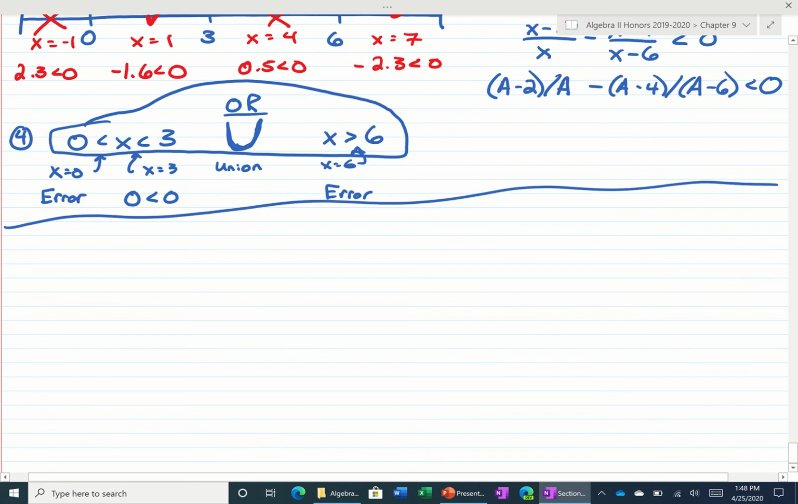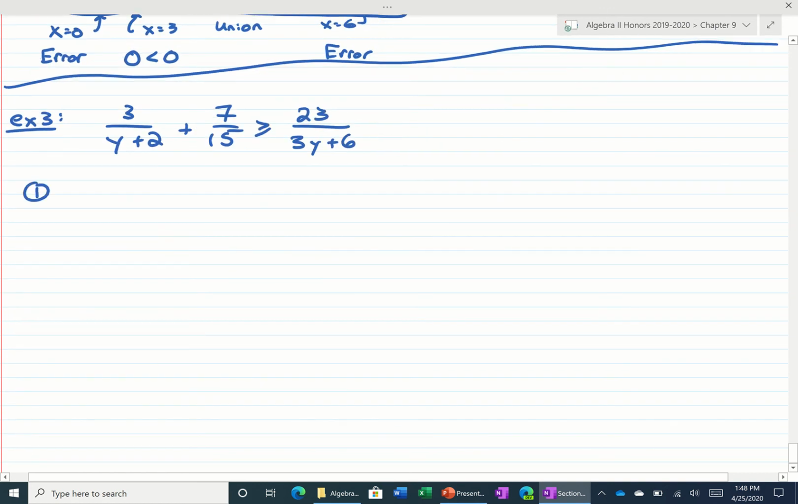We'll do one more here. Hopefully by now it's getting a little bit more clear. We have 3 over y plus 2 plus 7 over 15 is greater than or equal to 23 over 3y plus 6. Okay, so for our first step, we're going to solve it like an equation. So we get 3 over y plus 2 plus 7 over 15 is equal to 23.